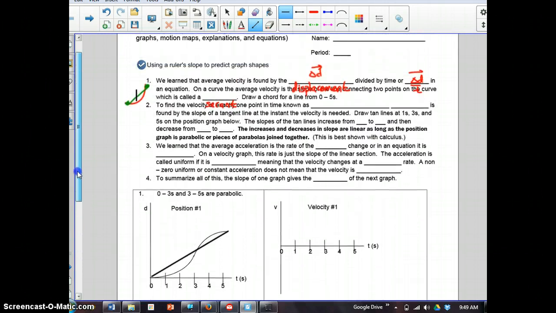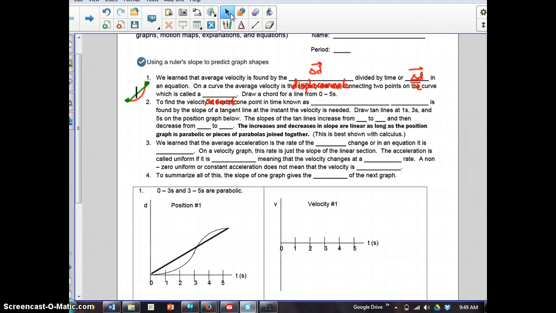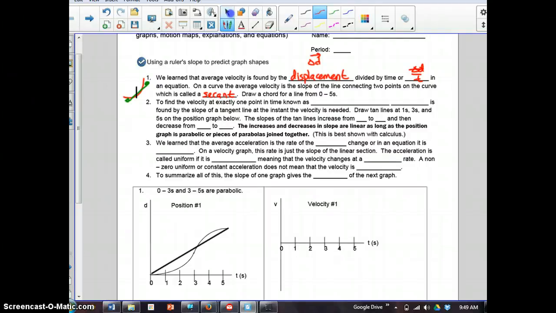Any questions on that? Let me get these words back up here. Next, to find the velocity at exactly 1 point. What do you think that's called? The velocity at one specific moment in time, at any instant. It'd be called the instantaneous velocity.